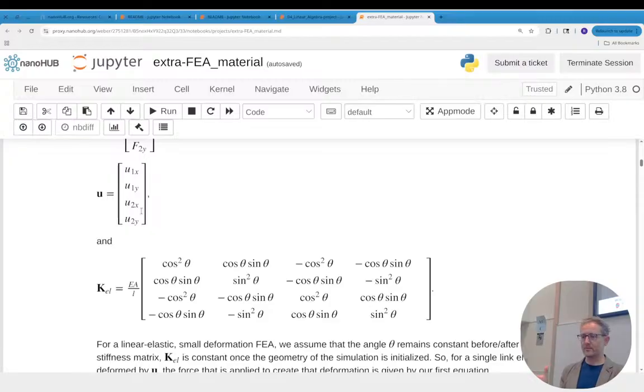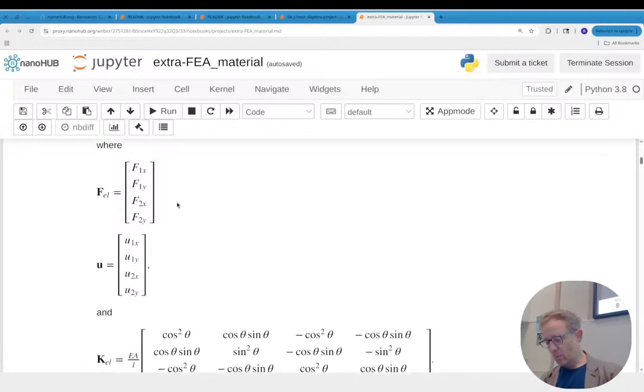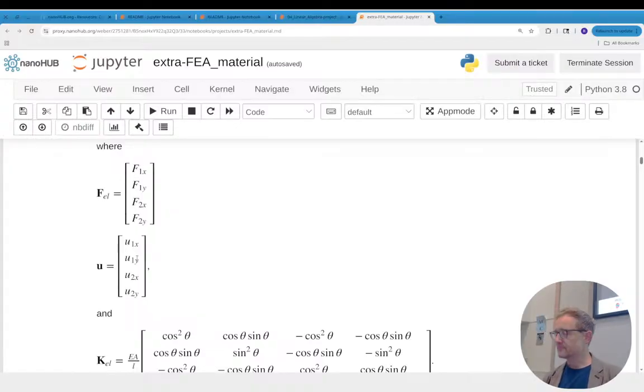Because with displacements, you have a big stiffness matrix times all the displacements, and then it equals the reaction forces. It's a lot easier to go that way, figuring out what force is required to create this displacement.